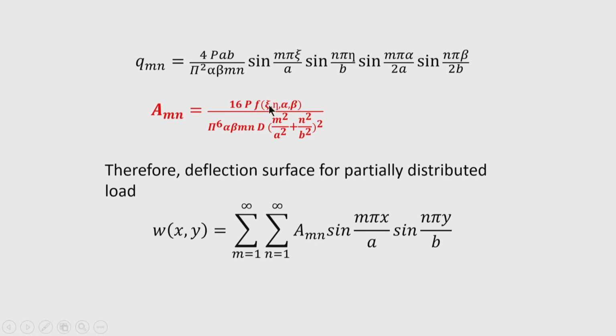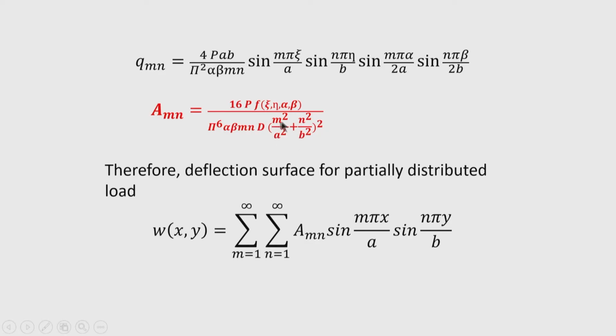Let us see. Xi and eta are the coordinates of the centroid of the load, and alpha and beta are the length and width of the loaded area. So, these are the parameters which give a function f dependent on xi, eta, alpha, beta. Then P is the total load acting on the plate. If the intensity of the load is uniform, say q naught, then P will be q naught into alpha into beta. So, that is the total load P.